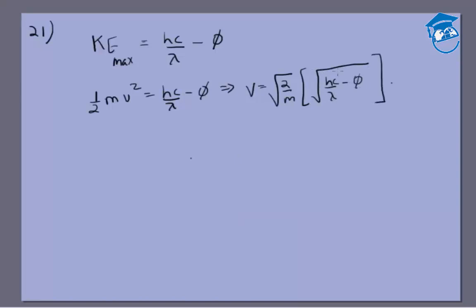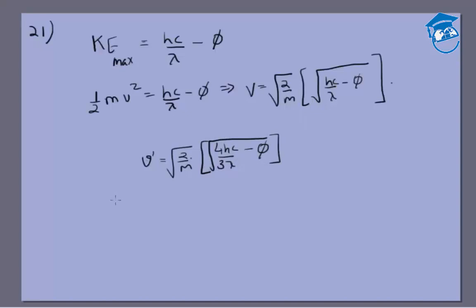And now you have another wave with a wavelength of 3 lambda by 4. So in the next case, what you'll have is v maximum, let's say v dash maximum, is equal to root 2 by m times, now lambda will be replaced by 3 lambda by 4. So you'll have 4 hc by 3 lambda minus phi, and you'll have the root of this as well.